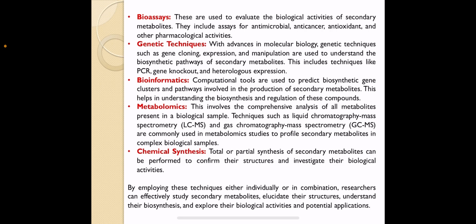And the next is chemical synthesis. Total or partial synthesis of secondary metabolites can be performed to confirm their structures and investigate their biological activities. By employing these techniques either individually or in combination, researchers can effectively study secondary metabolites, elucidate their structures, understand their biosynthesis, and explore their biological activities and potential applications.